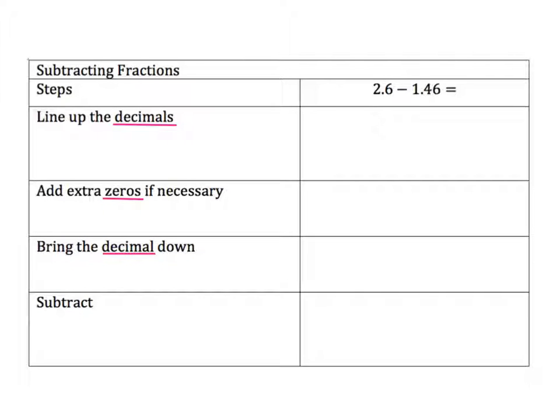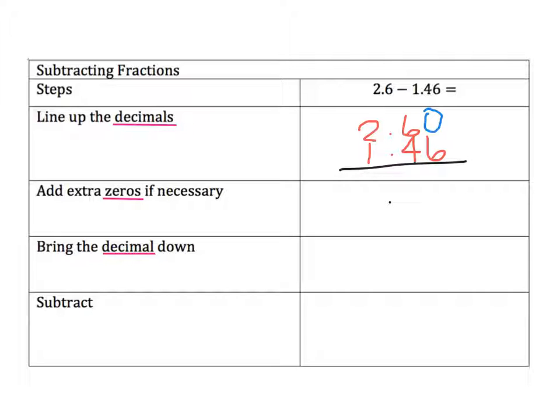Now let's take a look at subtracting decimals. So our steps are to line up the decimals, add extra zeros if necessary, bring the decimal down, and subtract. So let's take a look at this problem. I'm going to line up the decimals. So 2.6 and 1.46. Then I'm going to add a 0 here so that I have the same number of place values. Then I'm going to subtract and bring the decimal down.